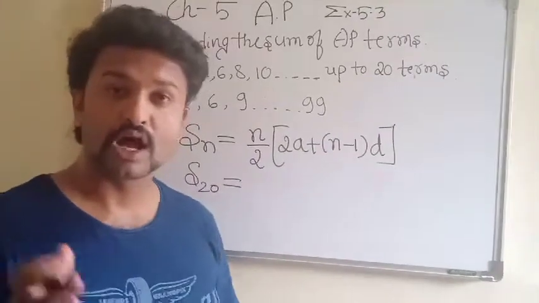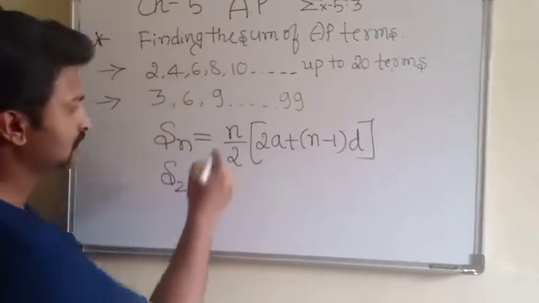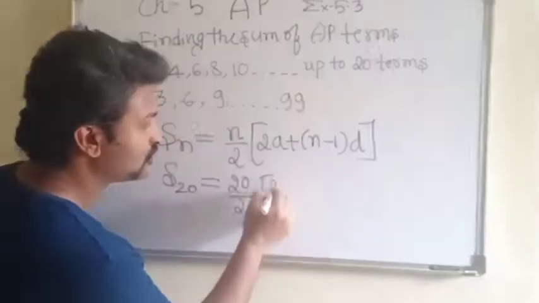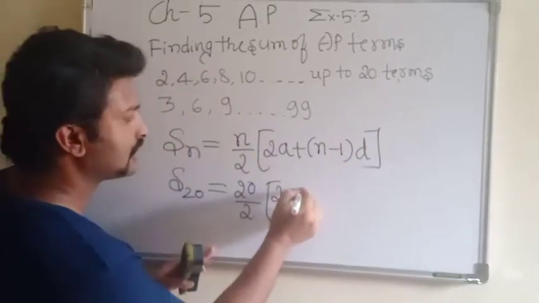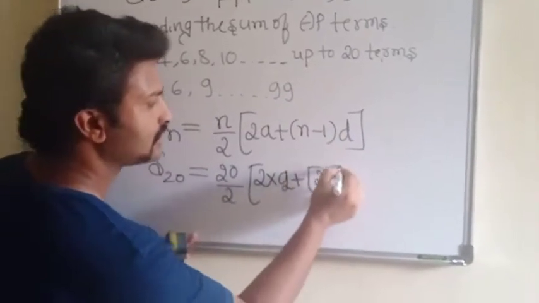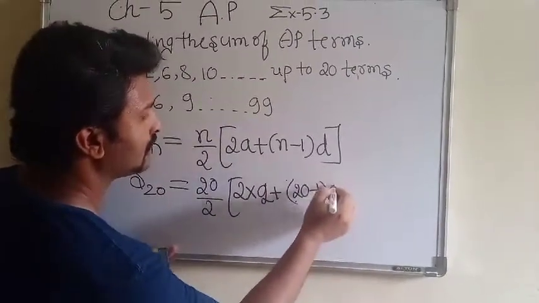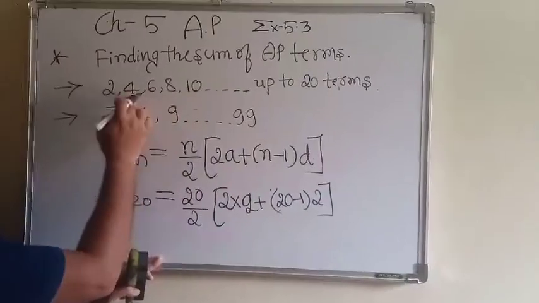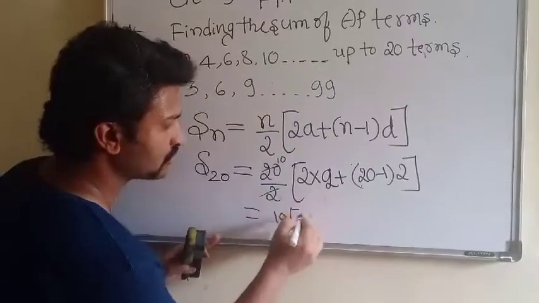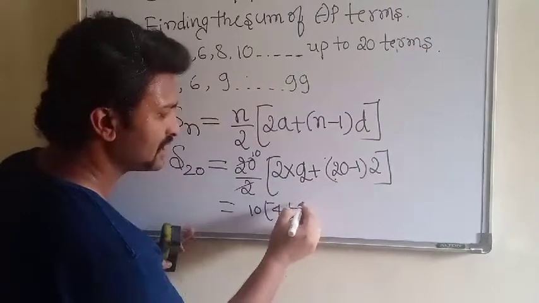Now we are discussing how to find the sum of all the terms up to 20 terms in this AP. n equals 20, they have given that 20 terms are there in the AP. 20 by 2 into 2a, a equals 2, plus n minus 1, that is 20 minus 1, into d. d equals 2, the difference is 2. Then 2 tens are 20... 10 into 2 twos are 4, plus 19 twos are 38.